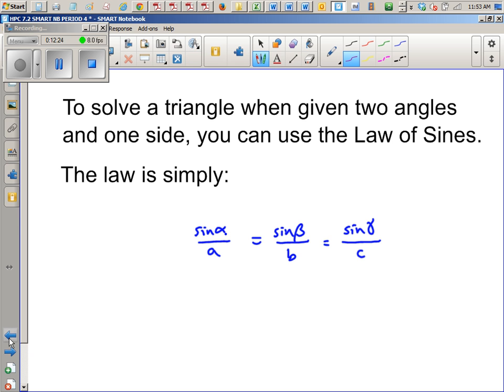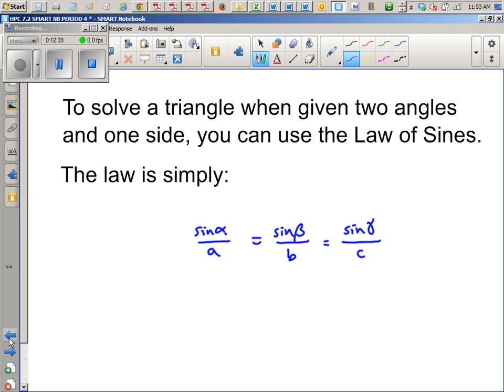Can we use it on a right triangle? Yeah, you actually can. You actually don't need SOHCAHTOA anymore. This is a more powerful tool. This will override SOHCAHTOA, right? This is the Pythagorean theorem to solve any right triangle.